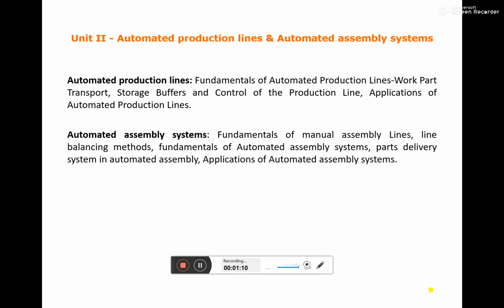In automated assembly systems, I'll discuss the fundamentals of manual assembly lines, line balancing methods, fundamentals of automated assembly systems, parts delivery systems in automated assembly, and different applications of automated assembly systems. These things we'll discuss in automated assembly systems.